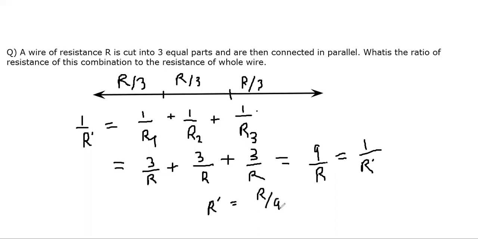But the question was to find the ratio of this combination, that is R by 9, to the resistance of the whole wire, that was R. So the ratio would be R by 9 divided by R, right? R by 9 divided by R. So R and R cancel out each other. The answer to this question would be 1 by 9.